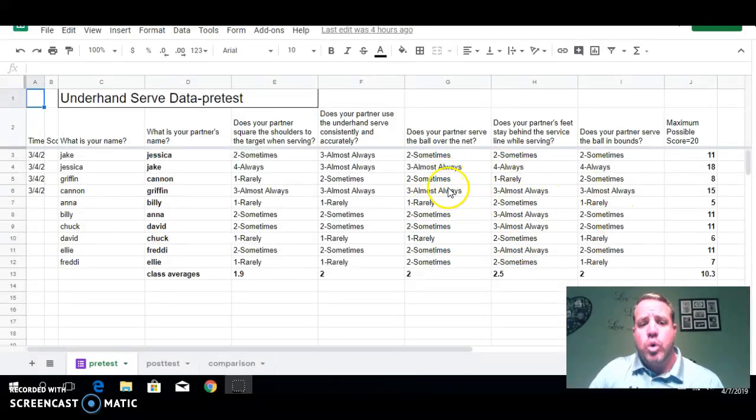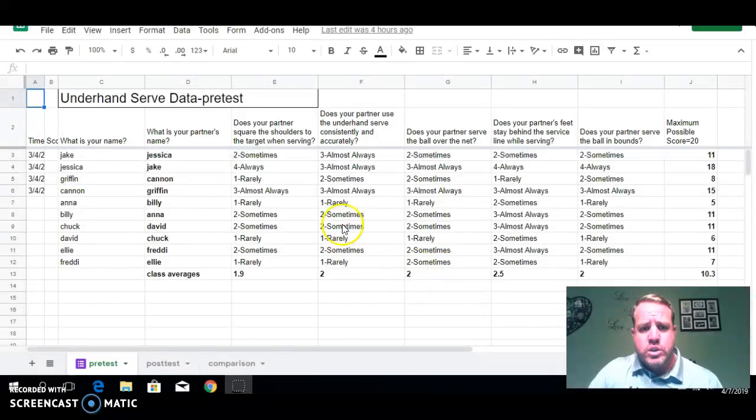How many students scored in these areas? Well, with the rarely, you can go down through here and you can see Cannon scored rarely on a couple of them. Billy down here has quite a few rarelies. And then I have Chuck that has a few rarelies down here. In fact, 4 out of the 5 are rarely.